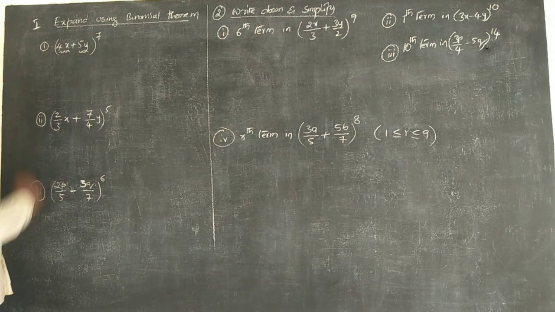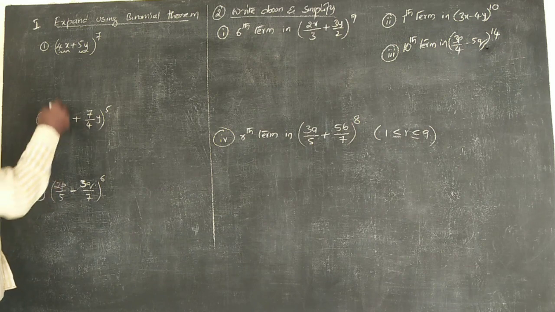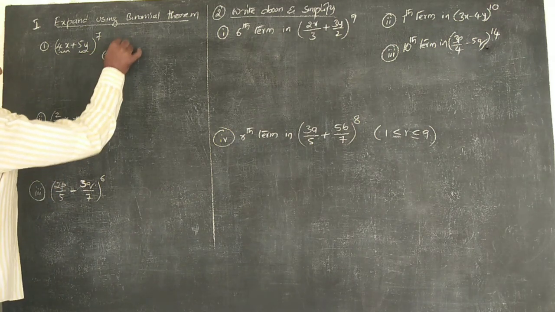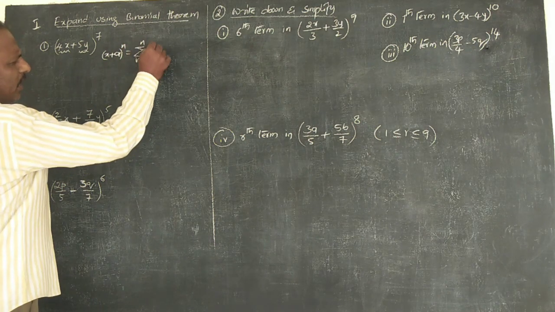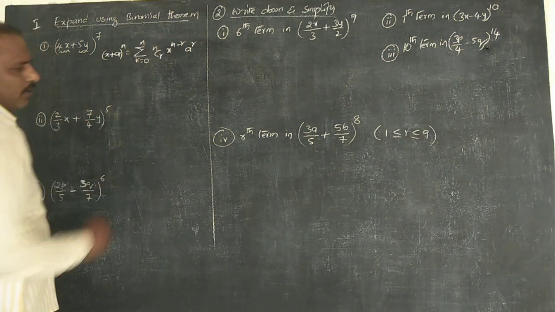(x + a) to the power of n. What is (x + a) to the power of n? Expansion. So (x + a) to the power of n can be written as sigma r equals 0 to n, nCr x to the power of n minus r, a to the power of r.